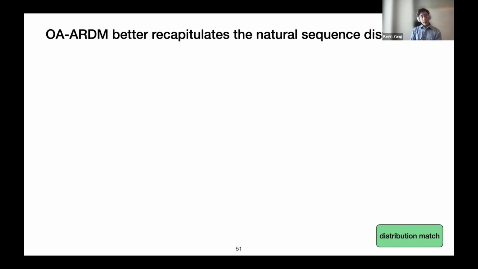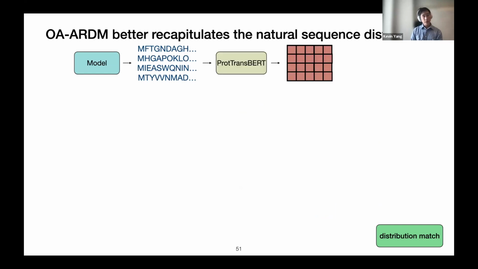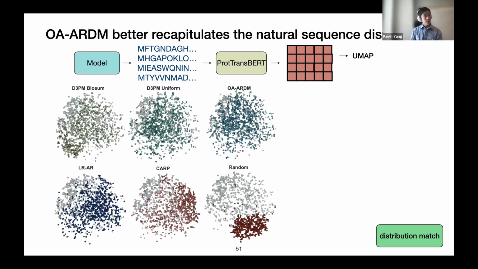Finally, we want to look at whether we can recapitulate the natural sequence distribution. So here we generate a bunch of sequences from each model. We embed them using ProtTrans-BERT, which is a pre-trained language model. Then we do two things with those embeddings. We can look at them using UMAP. So here they are. Gray is the sample from the validation set, and the color is that specific model. You want to match that gray distribution as well as possible.